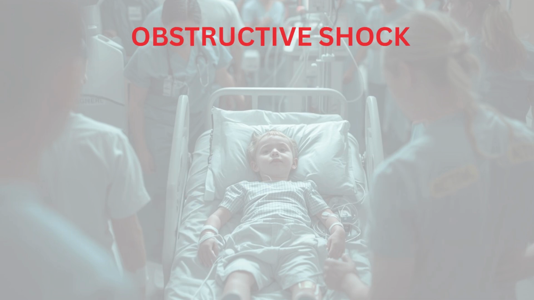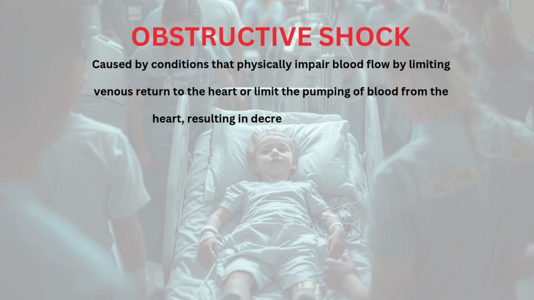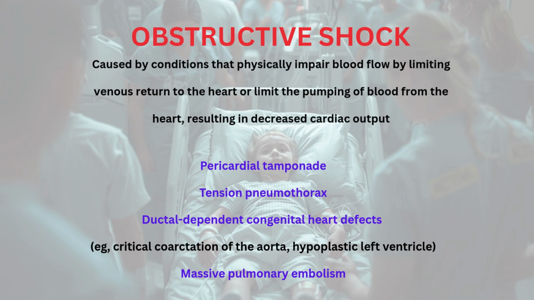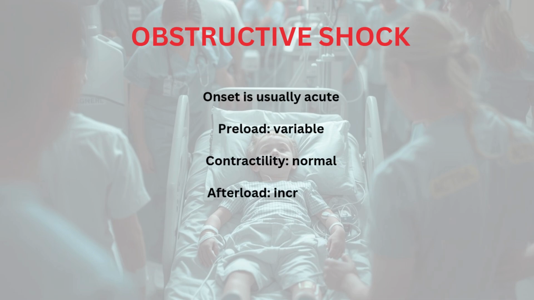Obstructive shock is caused by conditions that physically impair blood flow by limiting venous return or limiting the pumping of the heart. It includes pericardial tamponade, tension pneumothorax, ductal-dependent congenital heart defects and massive pulmonary embolism. The onset is usually acute, preload variable, contractility normal and afterload increased.